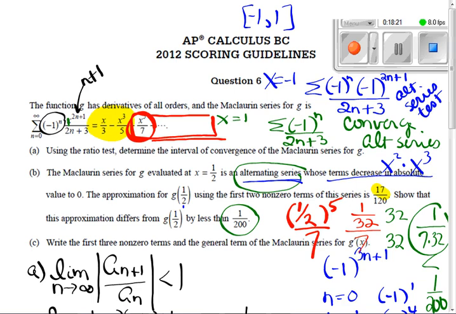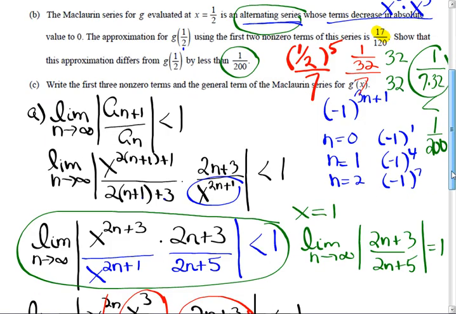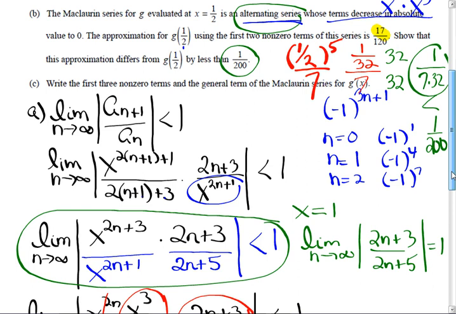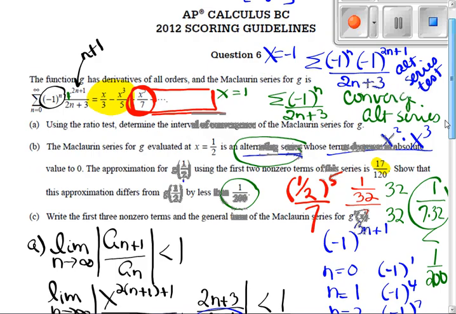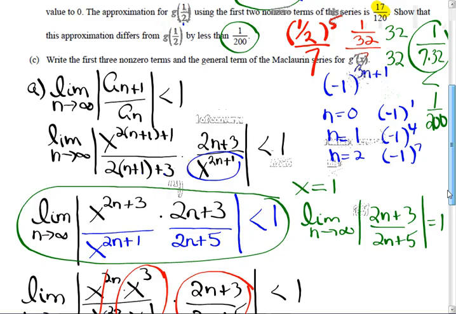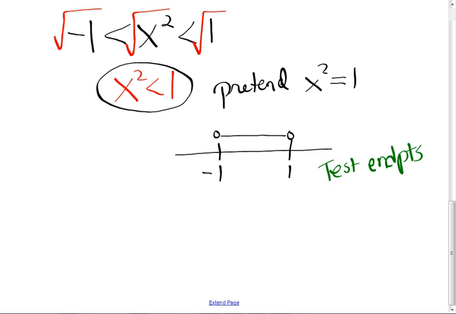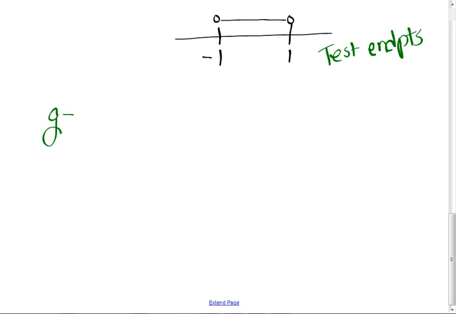Now the last part is easy. Write the first 3 non-zero terms and the general term for G prime. So G is x over 3 minus x cubed over 5. I need some space. So G is, what, x? I already forgot what it was. Well, I just looked at my paper. Details. It's x over 3. I need the first 3 plus the general term.